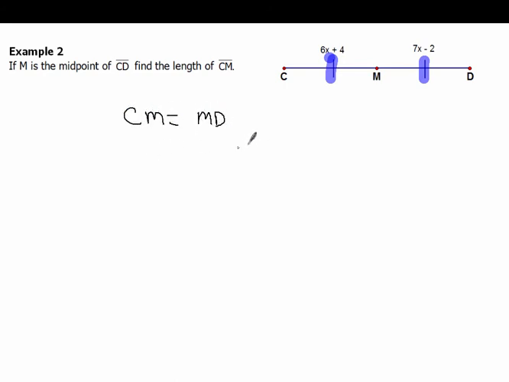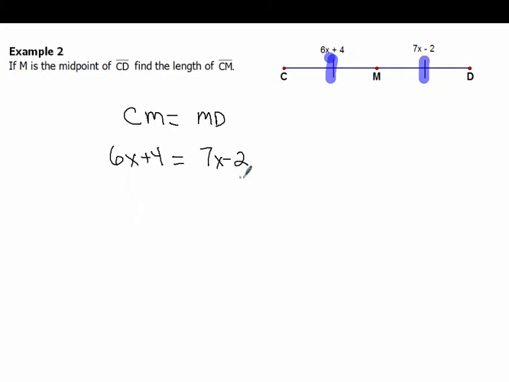And this is how I want you guys to write this in your notes. CM equals MD. Now I'm just going to use the substitution property of equality. 6x plus 4 is going to go in for CM. And then for MD, I'm going to put in 7x minus 2. Now just a side note, if you would have called CM MC, or you'd have called MD DM, you're still talking about the same piece. So it'd be okay to switch the letters around. You're still talking about the same part.